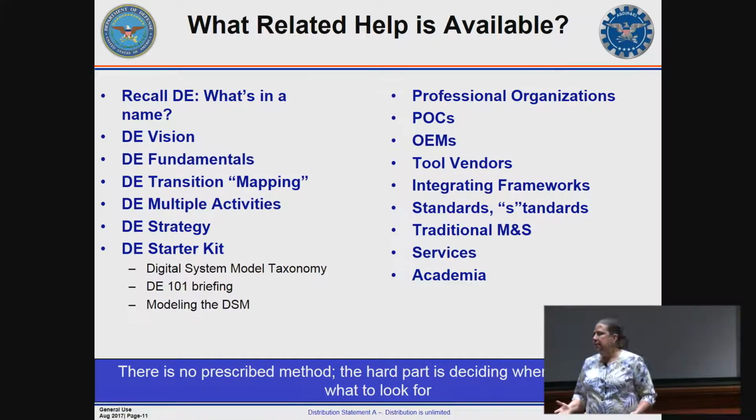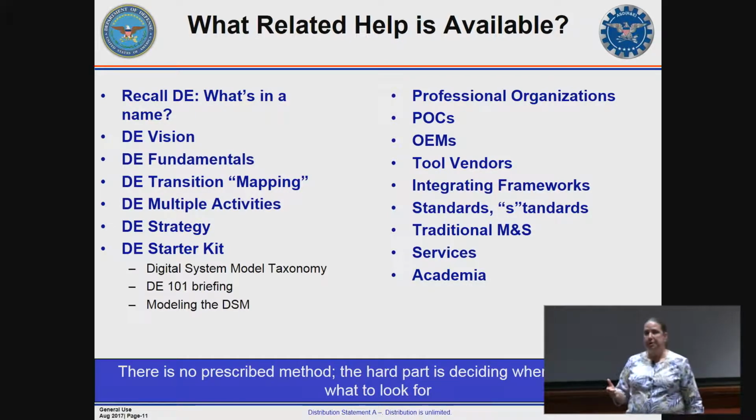So what's in a name, right? How do you get more information on this, right? Well, just recall, it's digital engineering, right? Digital, right? Engineering, doing things. We have the vision, we have the fundamentals. All of those are available to you from the DAS-DSE website. We're doing multiple activities, we're building the strategy. We have the starter kit that's still not cleared for public release.